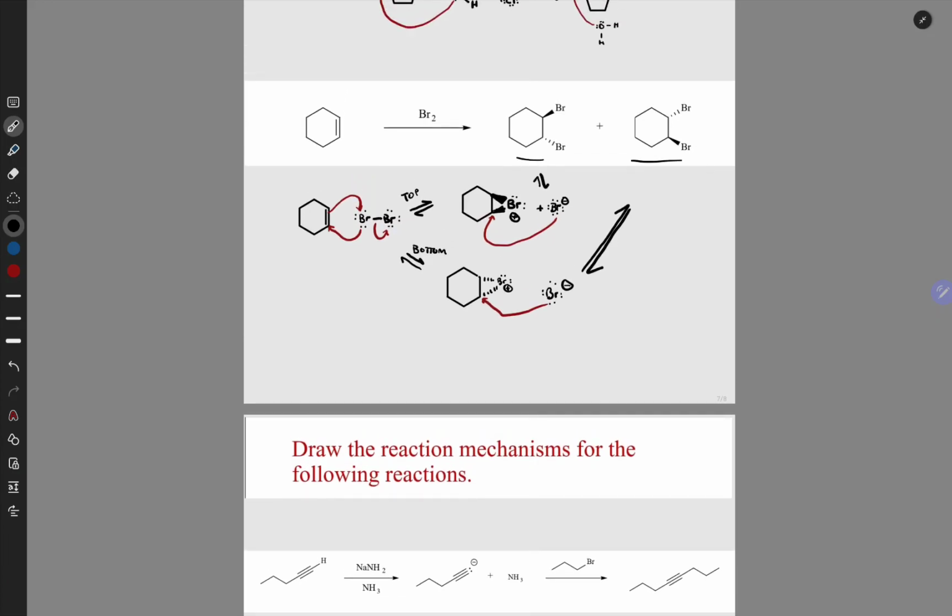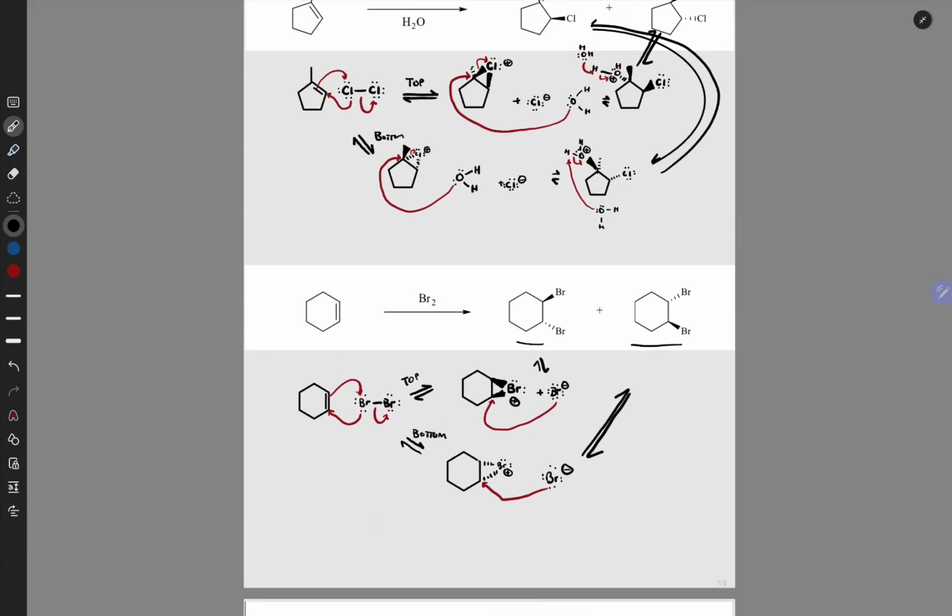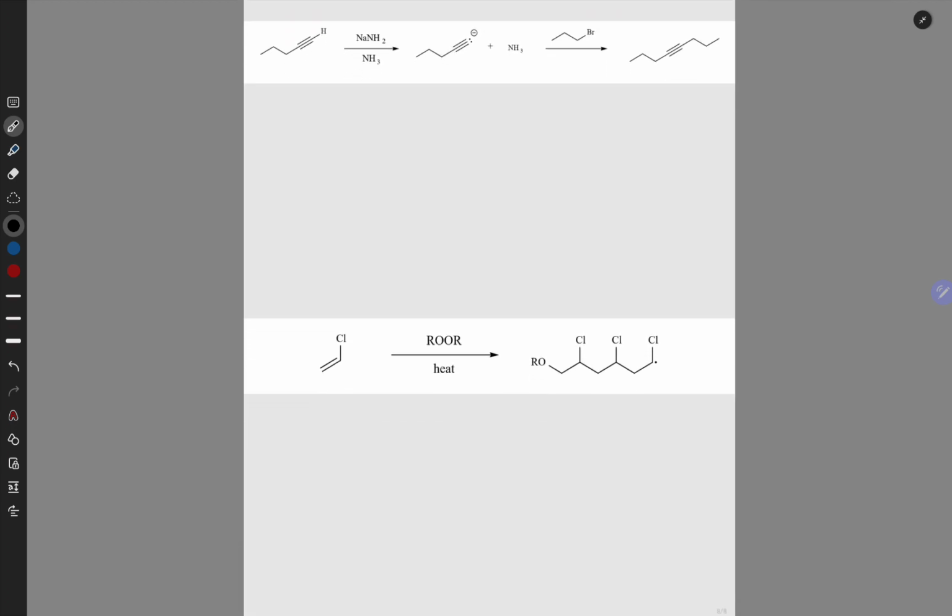This is by anti-addition, just to clarify, just to make sure you guys remember. All of these are added by anti-addition. So, sorry, not all of these. When I say all of these, it's very vague. This is a mechanism. This arrow right here represents an anti-addition. This arrow represents an anti-addition. And this arrow represents an anti-addition. And this arrow represents an anti-addition. Just to clarify.